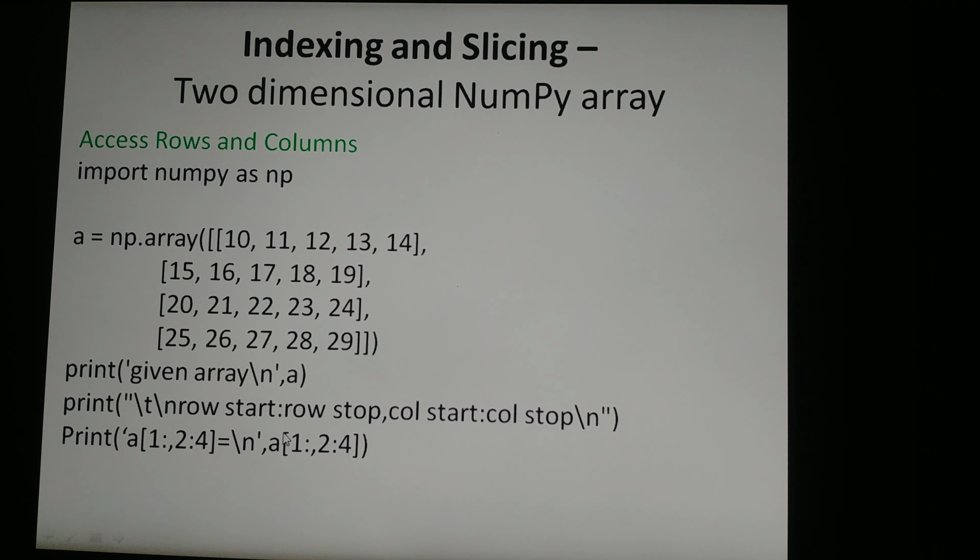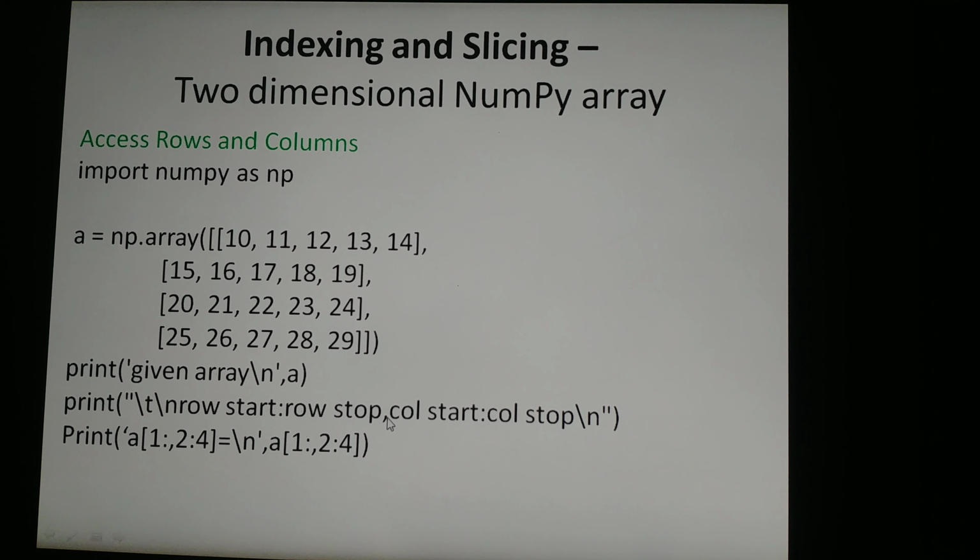Now if I want to print this, I want to access both rows and columns. So this is how we are going to follow the syntax. I am going to use two slice operators. One is for specifying rows start and rows stop. Another one is for specifying columns start and columns stop. And I put a comma in between this rows and columns.